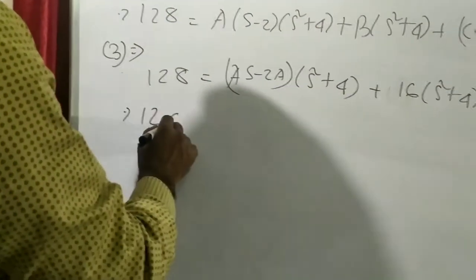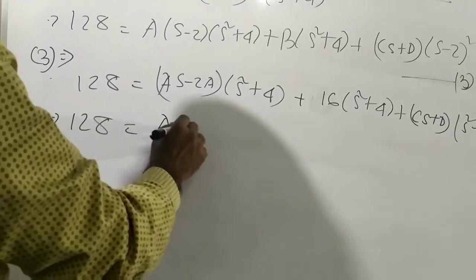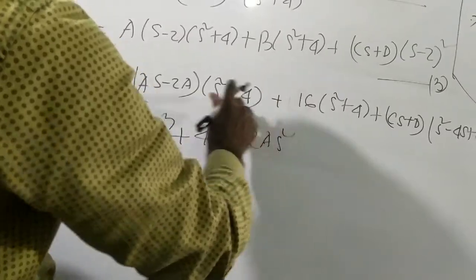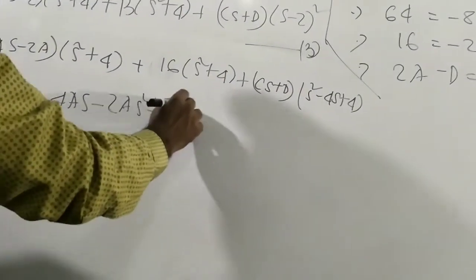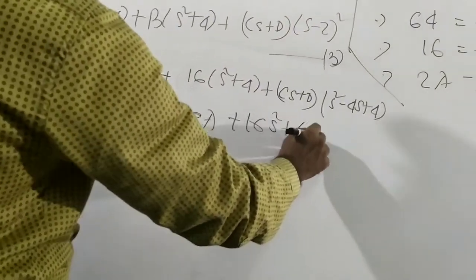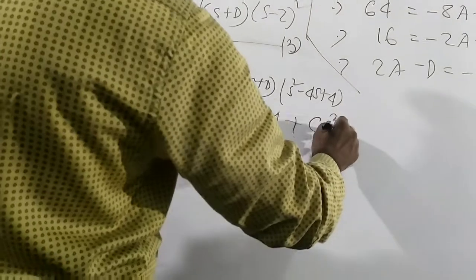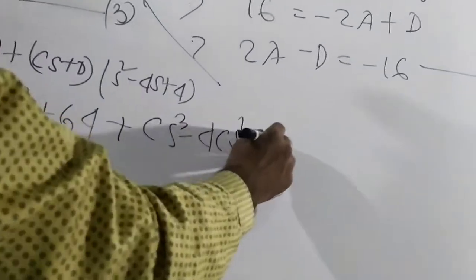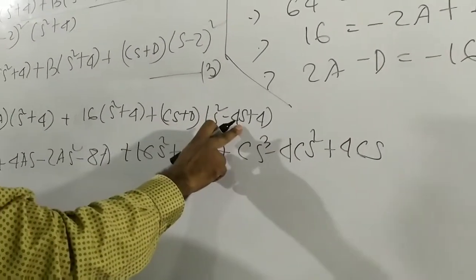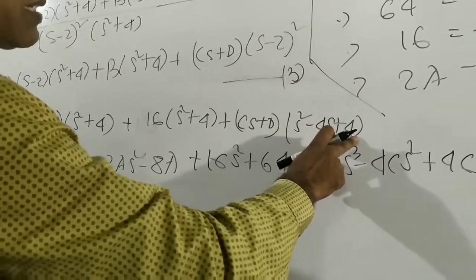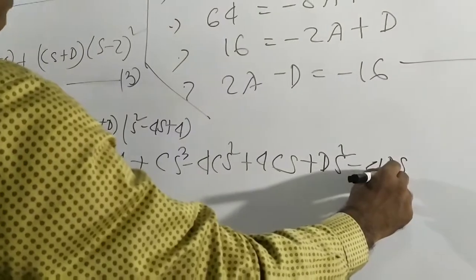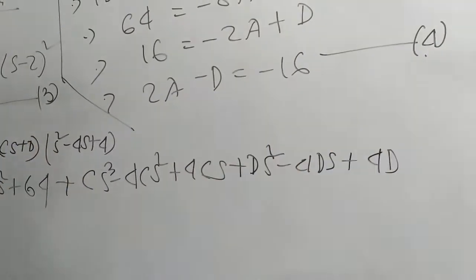Now 128 remains the same. Multiplying, a s cube plus 4a s minus twice a s square minus 8a, plus 16 s square plus 64, plus c s cube minus 4c s square plus 4c s, first multiplying by cs, and multiplying by d, d s square minus 4d s plus 4d. We get this one.